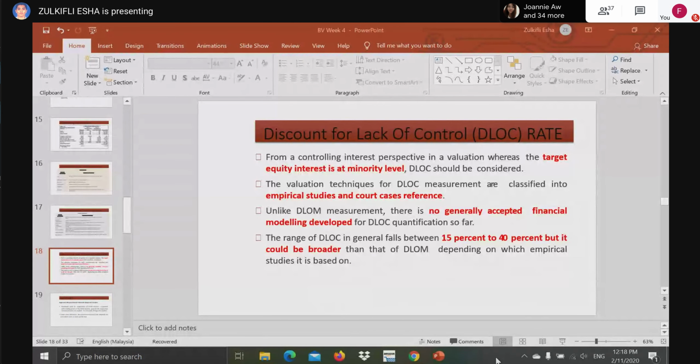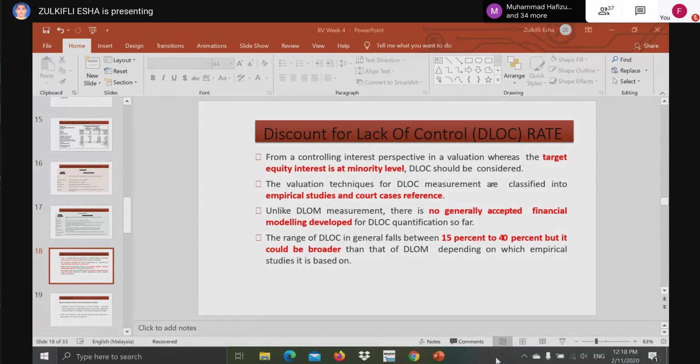The range of discount for lack of control generally falls between 15 to 40%. So this is the general rate that is being used in the industries as far as discount for lack of control, or DLOC, is concerned. Normally in the industries, the percentage is ranging between 15 to 40%.